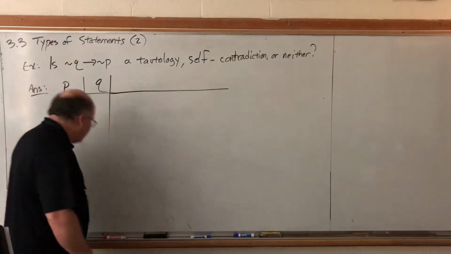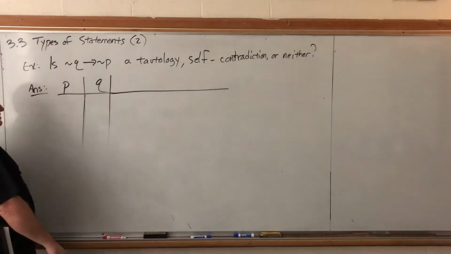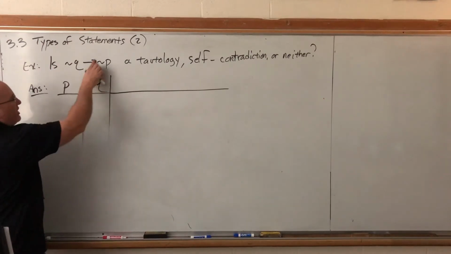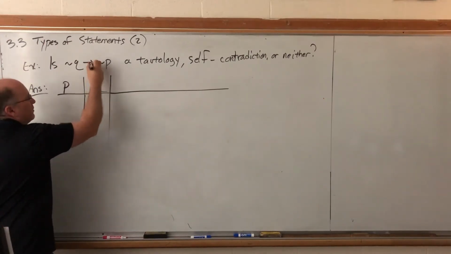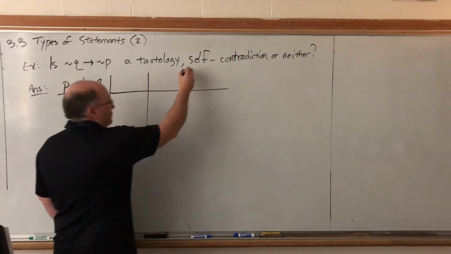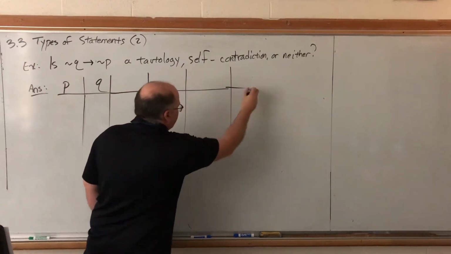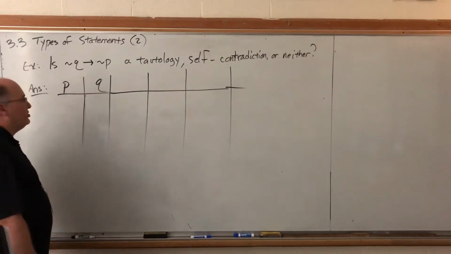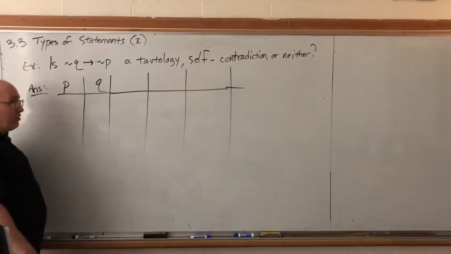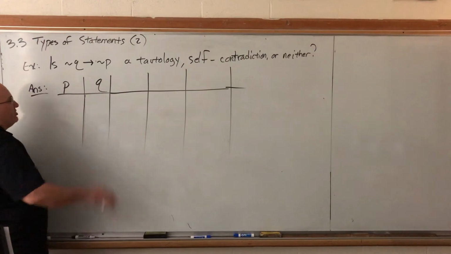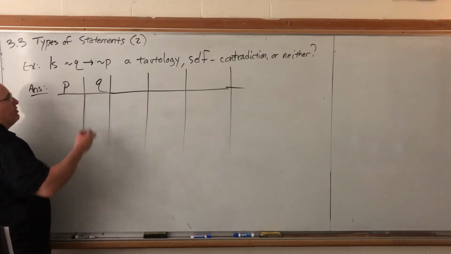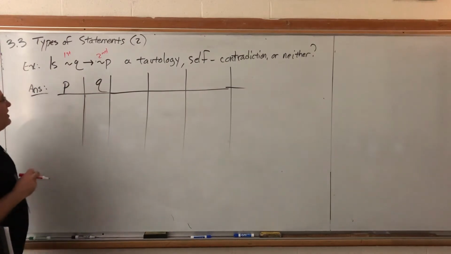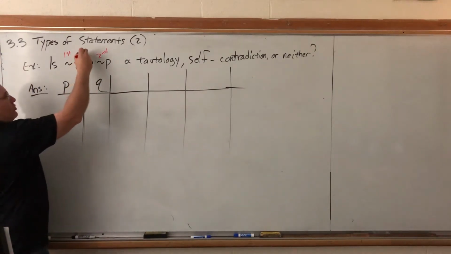To fill out the rest of the columns, we're going to need one per connective. There are 3 connectives, 2 negations and a conditional, so we'll need 1, 2, 3 columns. Now for the order, there are no parentheses, so next in the hierarchy is negations, and we have 2 of them. So we'll do them left to right, first and second. And then third and final will be the conditional.